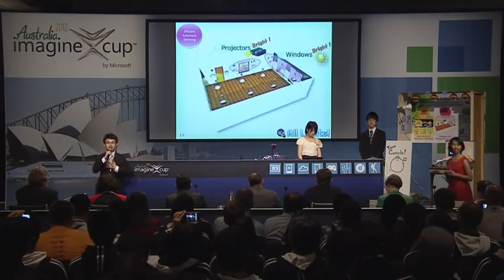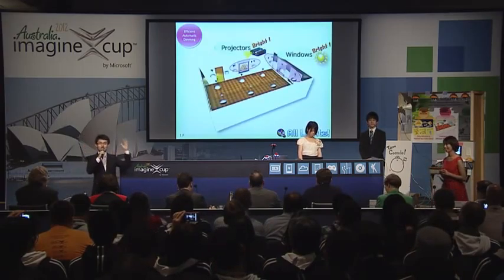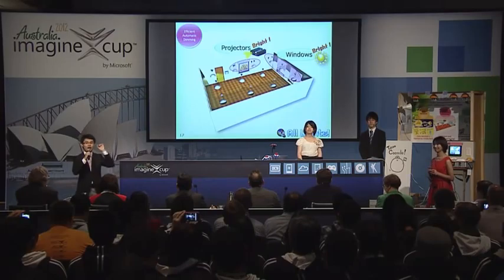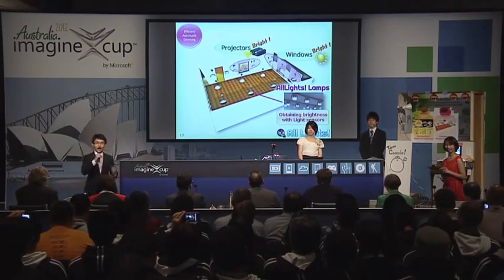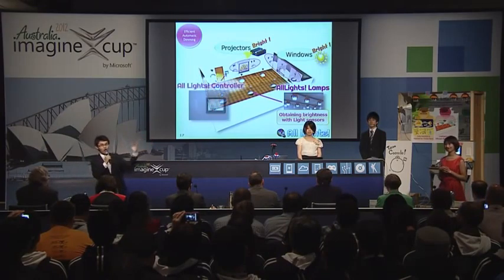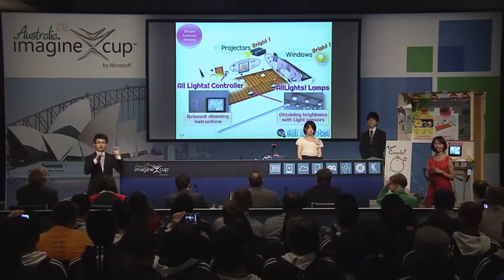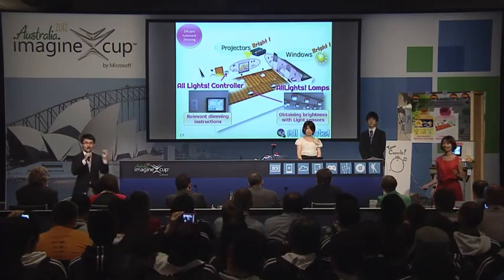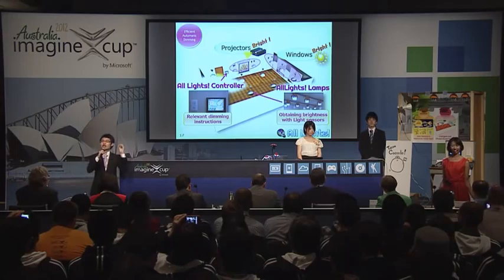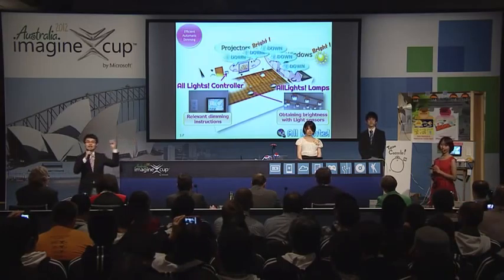So, our solution, All Light, can measure the brightness of the surrounding area by a light sensor installed at each LED lamp. Every room has a dimming controller called All Light Controller that realizes an efficient automatic dimming by sending each light a command to adjust the brightness according to the information from all the light sensors.